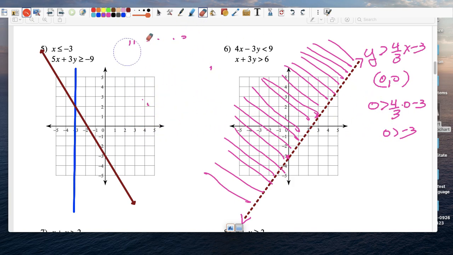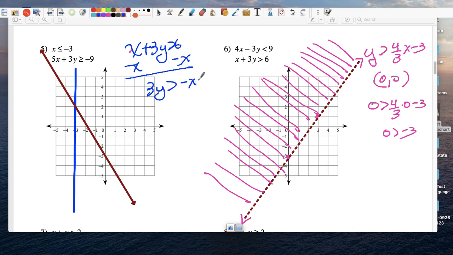Let me erase this. The second inequality: x plus 3y is greater than 6. We're going to subtract x from both sides. 3y is greater than negative x plus 6. Divide by 3, divide by 3, divide by 3. We're dividing by a positive number, so we don't have to worry about switching the sign. So 3 divided by 3 is just 1. We get y greater than, and I'm going to put the 1 there, negative 1/3 x plus 2, because 6 divided by 3 is 2.